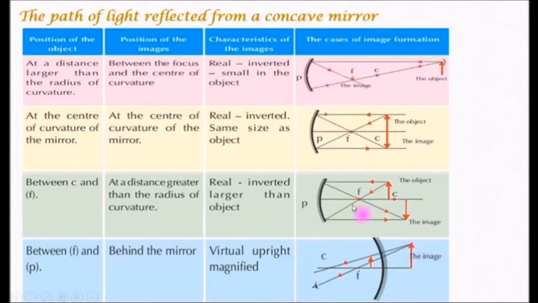It is not in front of the mirror as all those cases. And it is upright. When the image is upright, it's called virtual. It means it can't be received on a screen. And it is magnified or larger than the object.